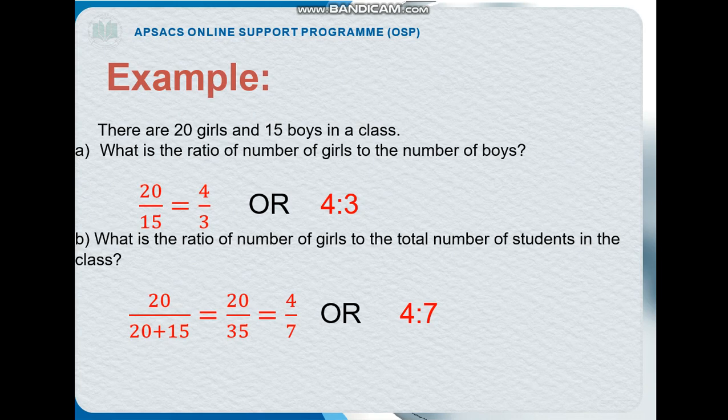Example. There are 20 girls and 15 boys in a class. Firstly, we will find the ratio of the number of girls to the number of boys, which is 20 by 15, which is then 4 over 3 after simplifying. We can also write it as 4:3. The second part is what is the ratio of the number of girls to the number of students in the class. 20 by 35, which is 4 over 7 after simplifying, or 4:7.